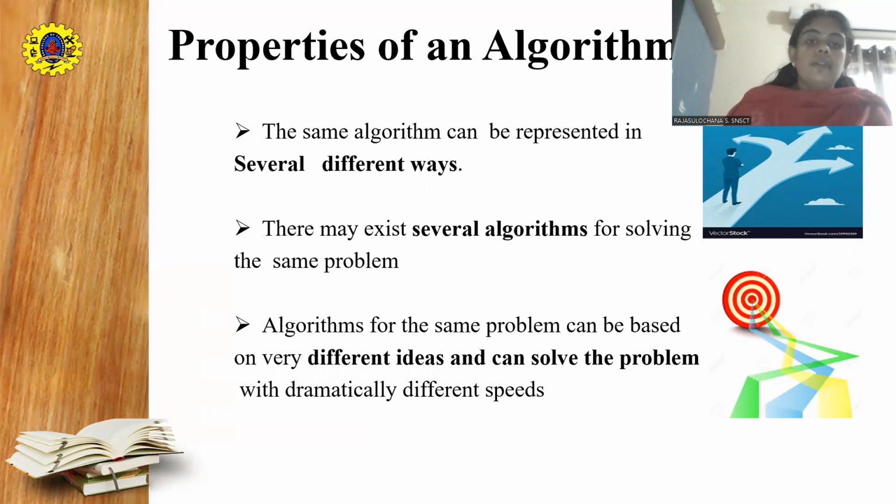For solving a particular problem, not only one algorithm is available; there are several algorithms available. For example, if you want to find the shortest path from the source to the destination, we have many algorithms like Prim's algorithm, Kruskal's algorithm, and Dijkstra's algorithm, which all deal with finding the shortest path. So the problem is the same, finding the shortest path, but we have various algorithms. So, for the same problem, there may exist several algorithms.